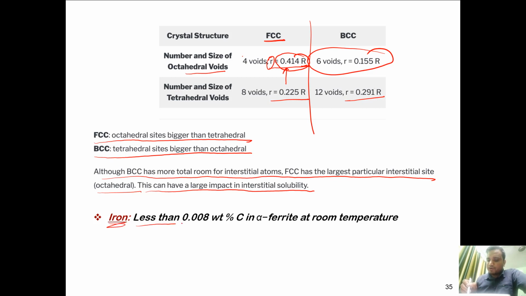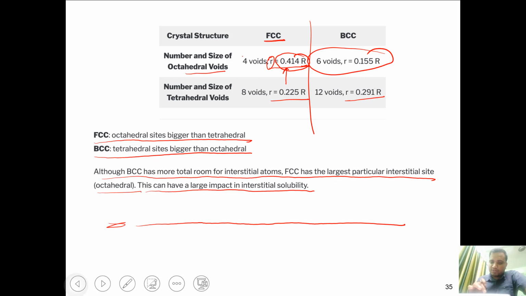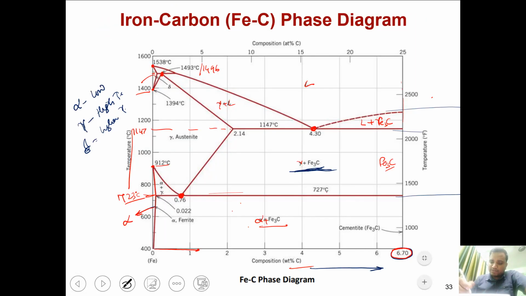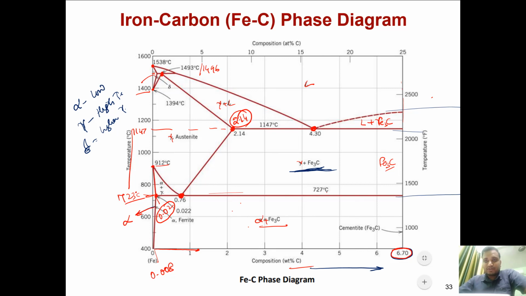Carbon is less than 0.008 weight percent in alpha ferrite at room temperature. Okay, so it is trying to give you the feeling of what the solubility difference of carbon is in the case of FCC and in the case of BCC. We can also see from this diagram that alpha goes to a maximum of 0.02, and at room temperature it is 0.008. And in the gamma, the carbon percentage it can go up to is 2.14. So here 2.14 and here 0.02, so it is around 100 times more.